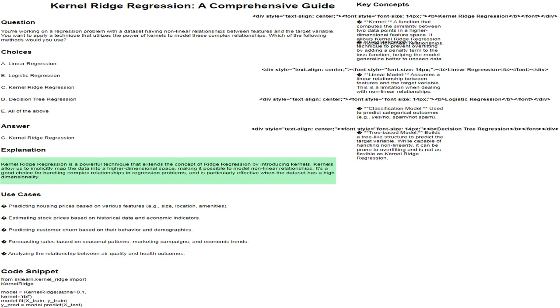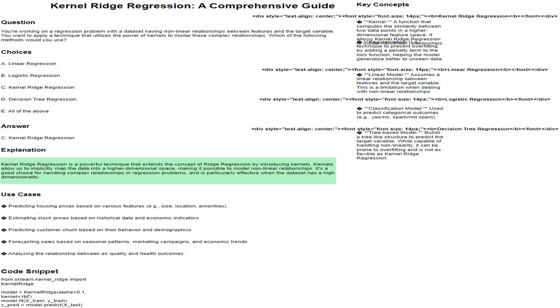Kernel-ridge regression is a type of regularized regression that uses kernel functions to map data into a higher dimensional space. It helps in finding nonlinear relationships between features and the target variable. It's known for its ability to handle high-dimensional data and provide robust predictions.